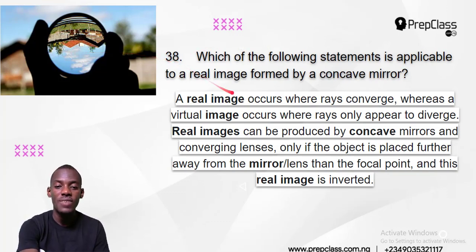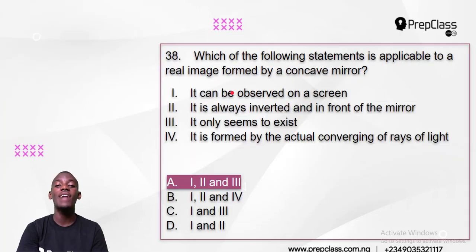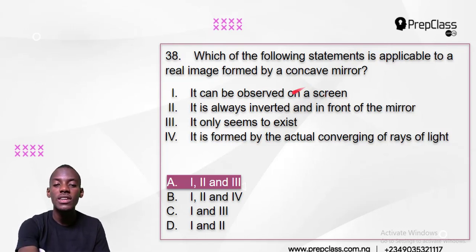It is actually inverted. So the answer to that question is therefore 1, 2, 3. 1, it can be seen on a screen. You can see it on a screen. That means in the laboratory, it reflects on a screen. 2, it is always inverted, like the picture you saw before, in front of the mirror. Then the third one, it only seems to exist. That is actually not true.